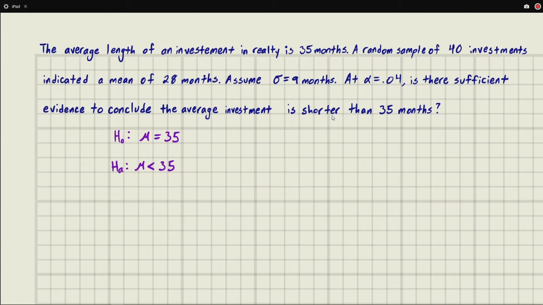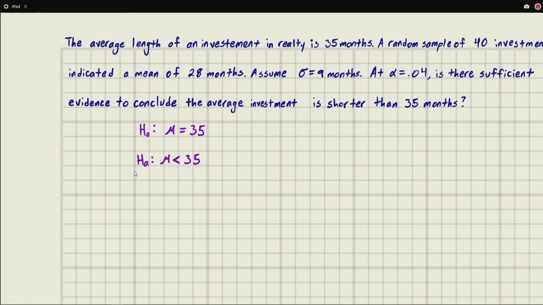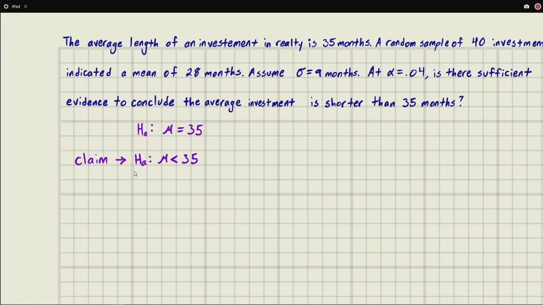Now we need to identify the claim. The claim has to do with the words, usually there's the word conclude in a problem, but it's whatever we're trying to say. And so here we want to conclude the average investment is shorter. So we say that the alternative is the claim. It's usually the case that this is the claim for most problems, but the null can be the claim. So be careful. The null can totally be the claim.